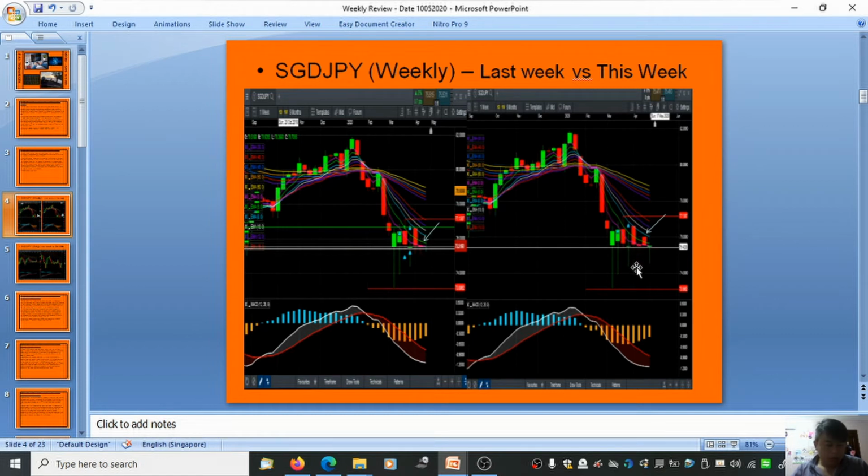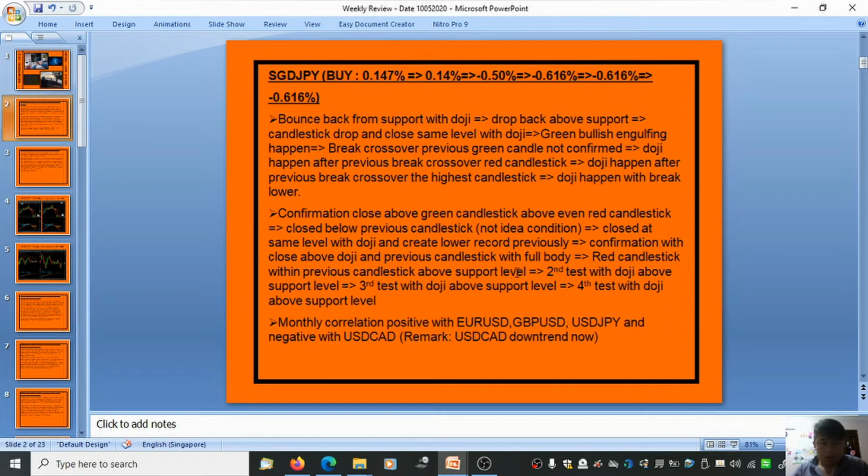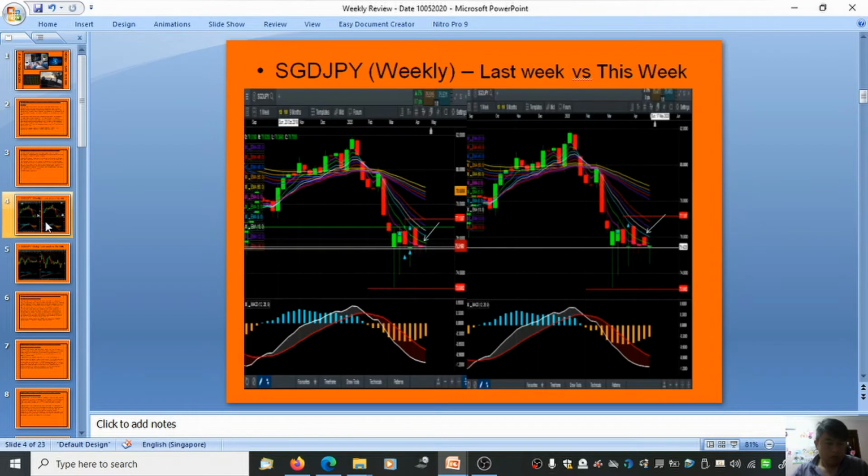Okay, so the monthly correlation is still the same. USD CAD downtrend is negative, so negative, positive. Moving back, in terms of the weekly MACD, you can see it's still the same, still turning up.